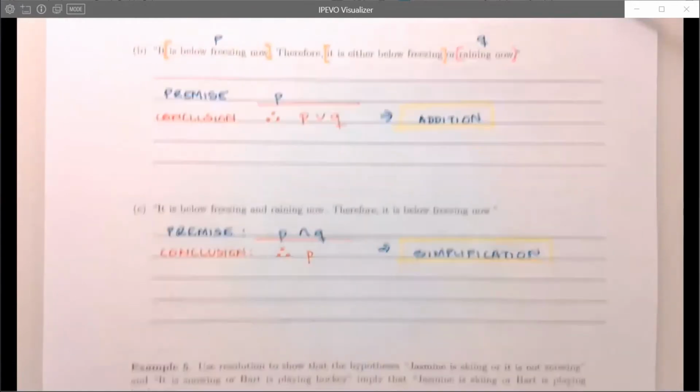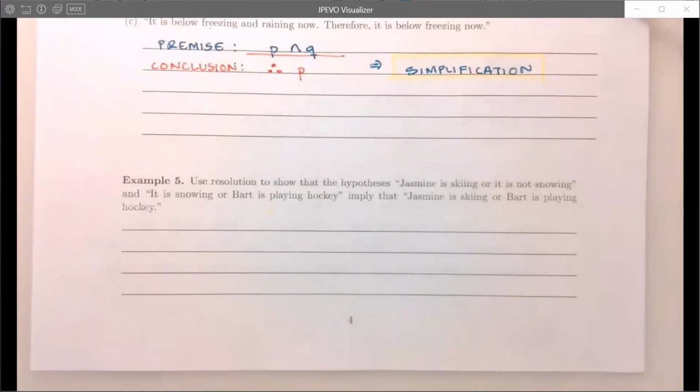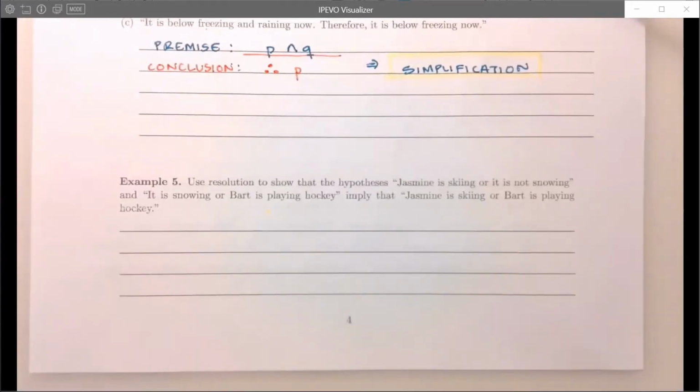Okay, so example number 5, they're actually telling us which rule of inference they want us to use. They're asking us to use resolution to show that the hypotheses "Jasmine is skiing or it is not snowing" and "it is snowing or Bart is playing hockey" imply that Jasmine is skiing or Bart is playing hockey.